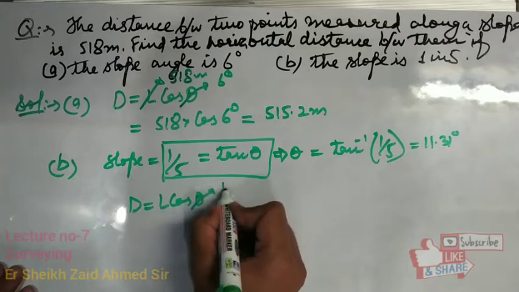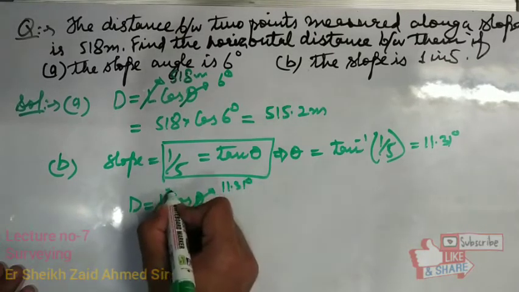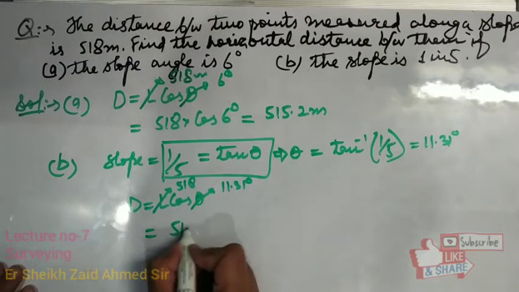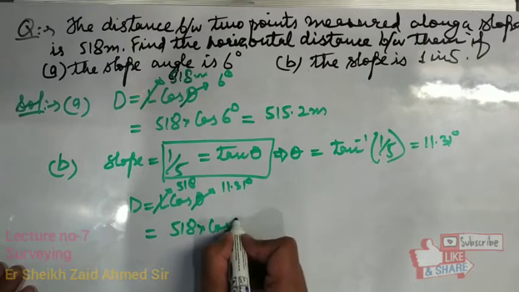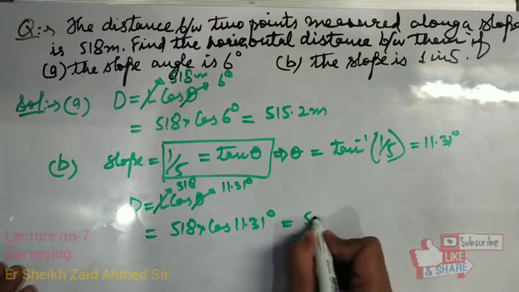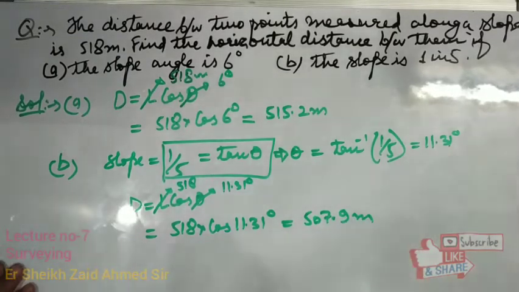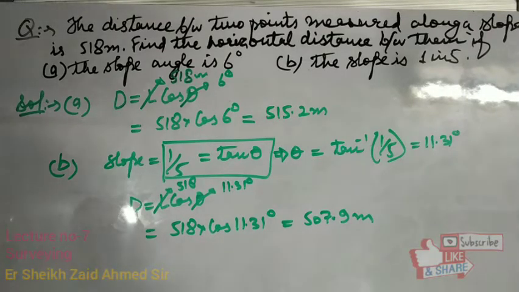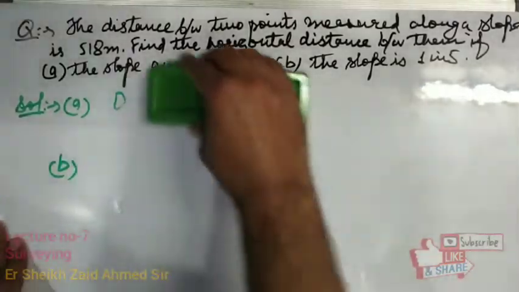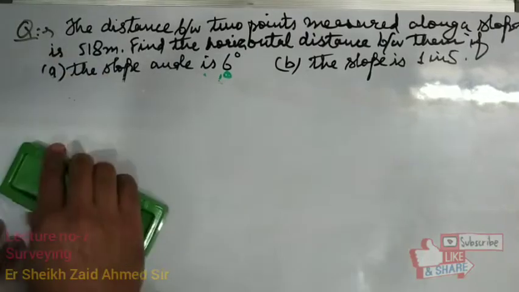So again using the same formula, D is equal to L cos theta. Here theta we have calculated 11.31 degrees, and L is again the same, 518 meter. So on substituting these values we will get 518 into cos of 11.31 degrees, and on solving we will get 507.9 meter. So in this way we can solve the questions related to slope correction. We also have another type of numerical regarding this. We'll also solve that question, and after that we will move on to the next topic.